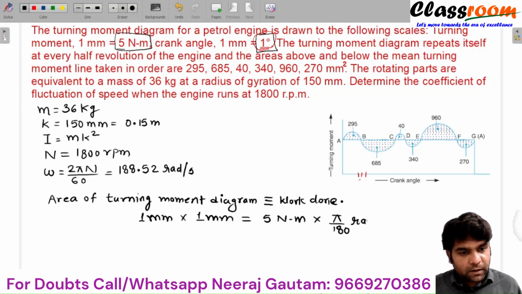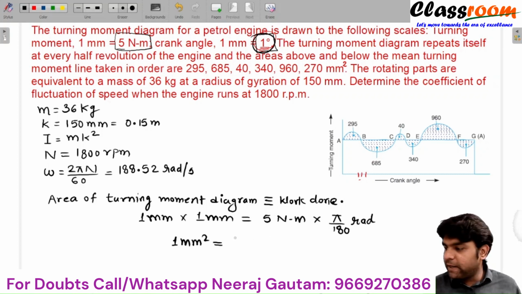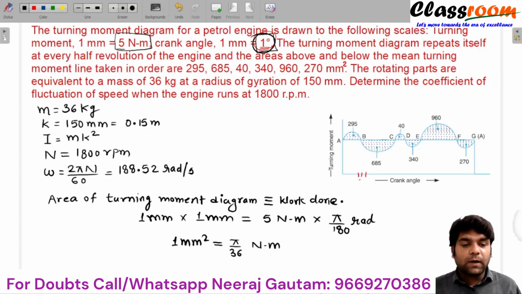Remember, here in the T-theta diagram, theta should be in radians. So I converted this degree into radians by multiplying by pi by 180. So 1 square mm is equal to 5 pi by 180, that means pi by 36 Newton meter. Energy or work is equal to pi by 36 for 1 mm square of the turning moment.